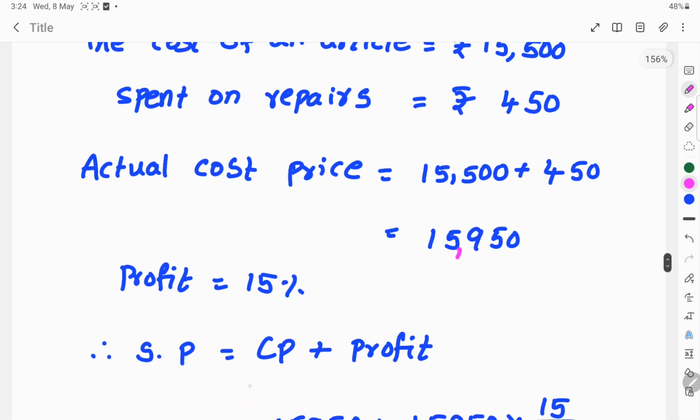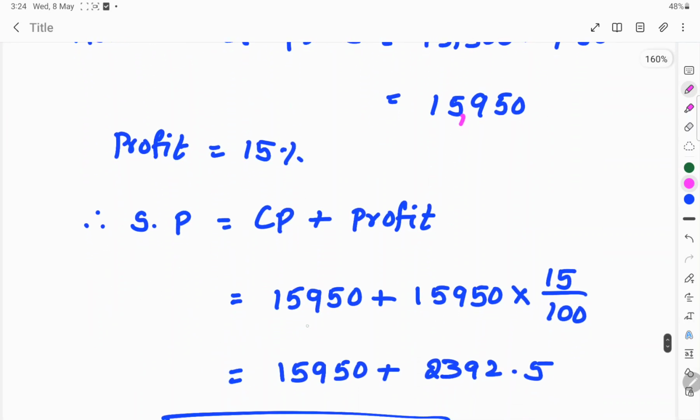So selling price is equal to cost price plus profit. So cost price is 15,950 plus profit on cost price, so 15,950 into 15 by 100. The 0 will cancel, and 5 cancels: 3 times, 2 times, 2 again.